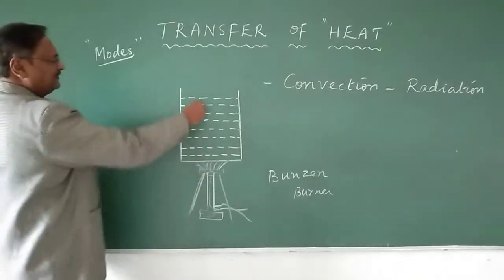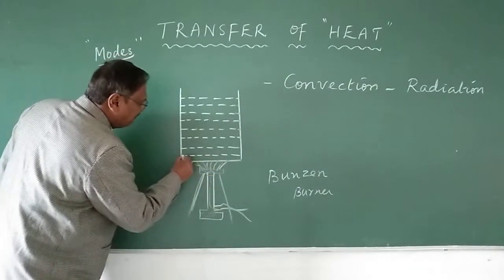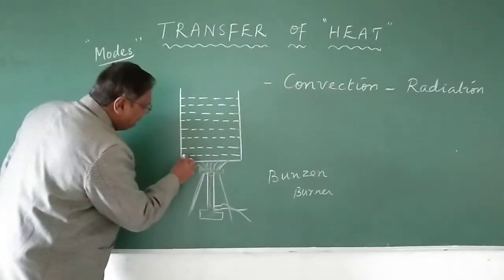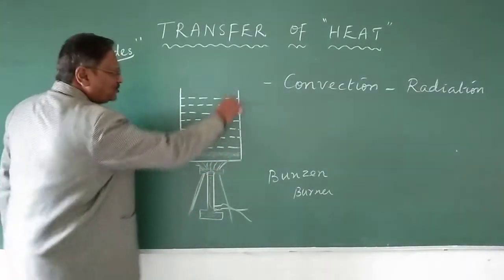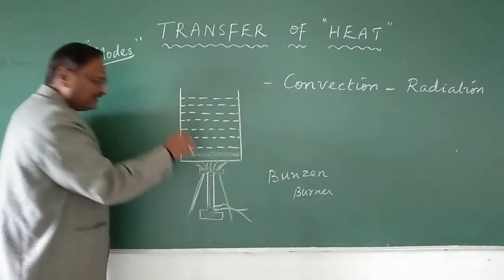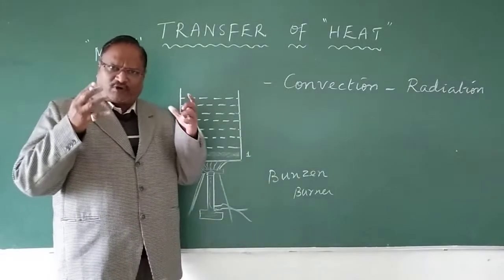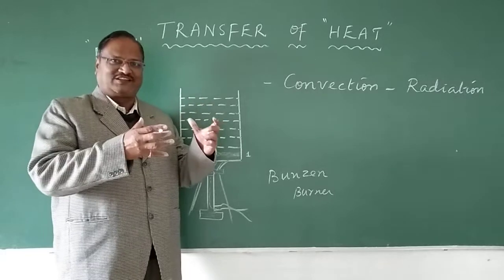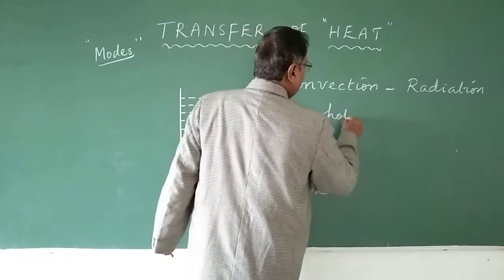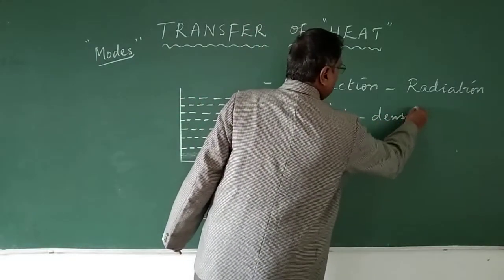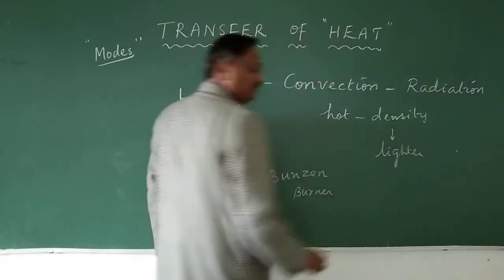As I heat it, this is the surface. Now as I heat it, the energy will first heat this lowest layer, close to the flame. First the glass will get heated, and then the first layer of water will get heated. When a body is hot, its density will be less. When its density is less, it will become light. It will be lighter.